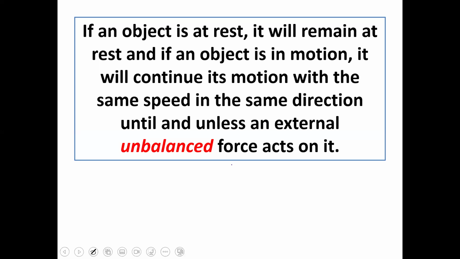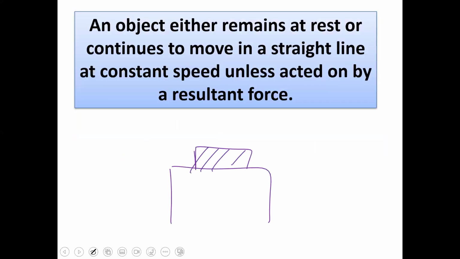So if an object is at rest, it will remain at rest. And if an object is in motion, it will continue its motion with the same speed in the same direction until and unless an external force is applied on it. Now look at this screen, Umar. This was our O level, and they shrink it in A level, and they want people to write this statement for Newton's first law. Can you repeat the first law from the screen? An object either remains at rest or continues to move in a straight line at a constant speed unless acted on by a resultant force.